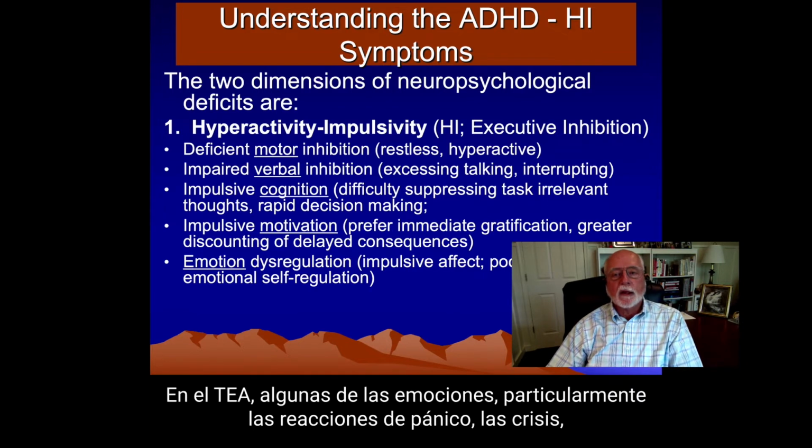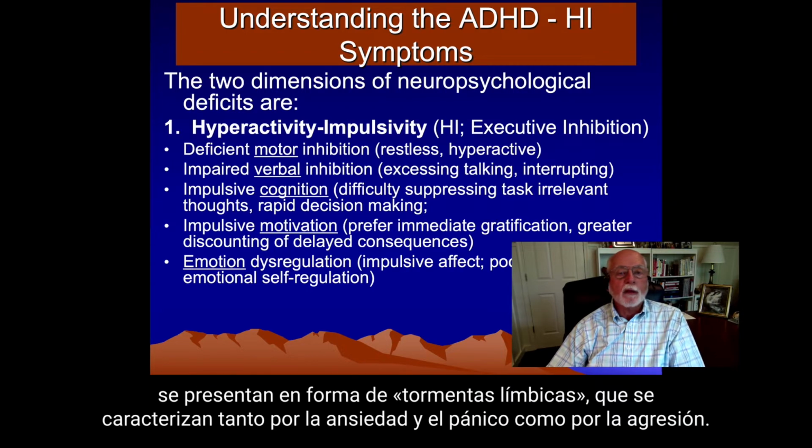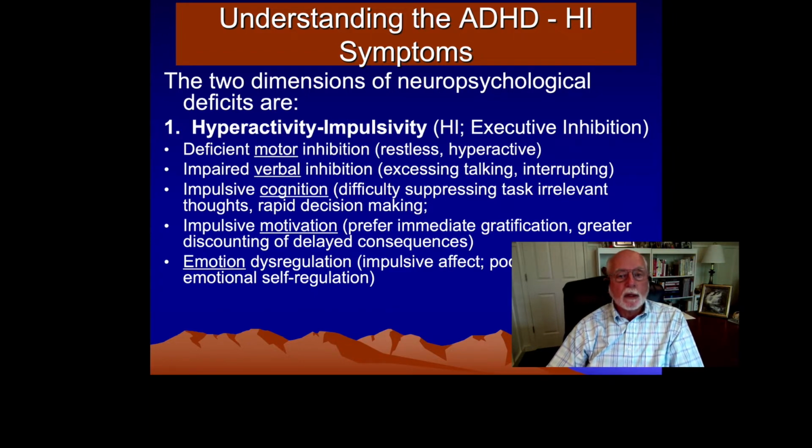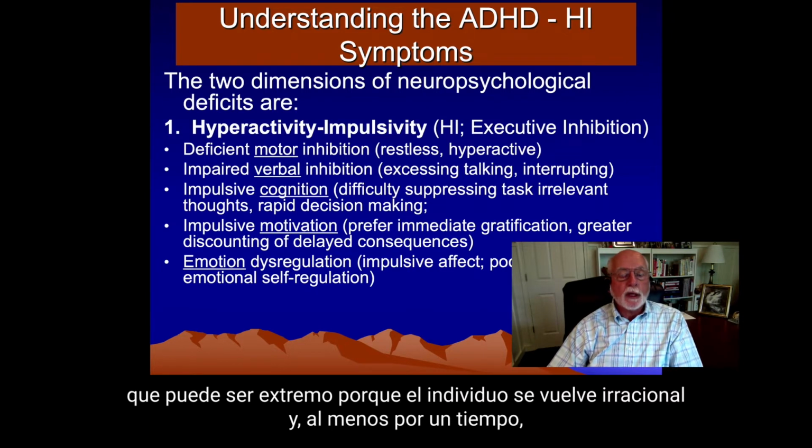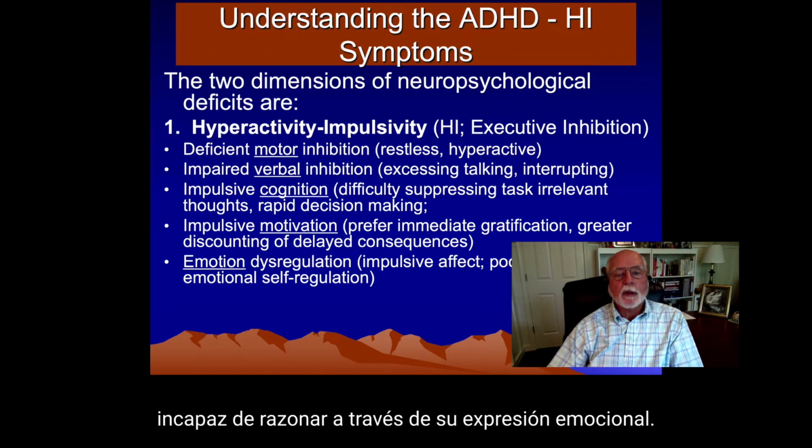In ASD, some of the emotions, particularly panic reactions, meltdowns, or what we think of as limbic storms that can be characterized by both anxiety and panic as well as by aggression, what we see instead is a qualitatively different pattern of emotional responding that is not typical of other children of the same chronological age, and indeed may be extreme in the sense that the individual becomes irrational and, at least for a while, incapable of reasoning through their emotional expression.